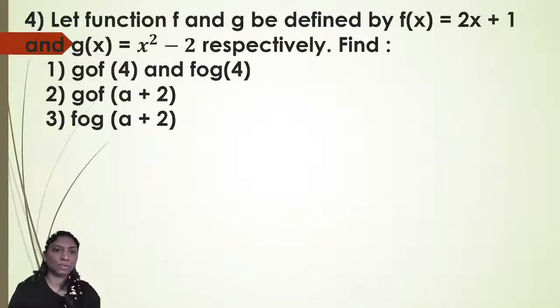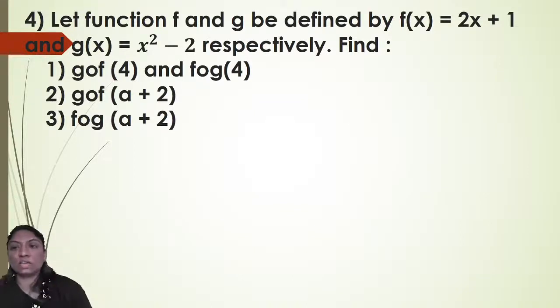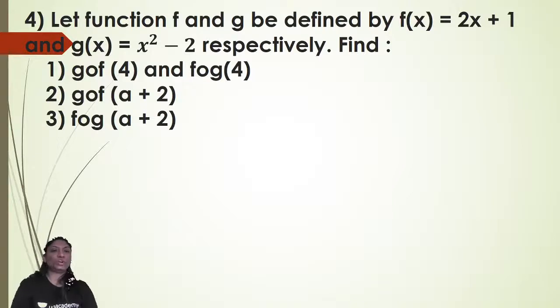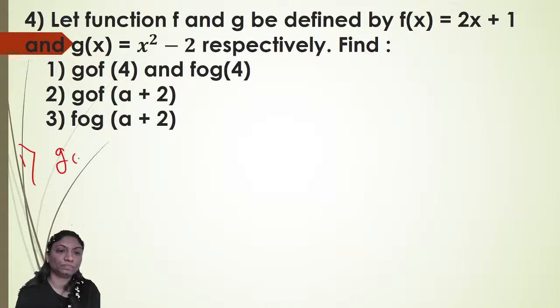Okay, now next, we'll see the next example. Let the functions f and g be defined by f of x is equal to 2x plus 1 and g of x is equal to x square minus 2 respectively. Find g composite f of 4 and f composite g of 4. So first of all, we will calculate g composite f of x and then we'll put x is equal to 4.